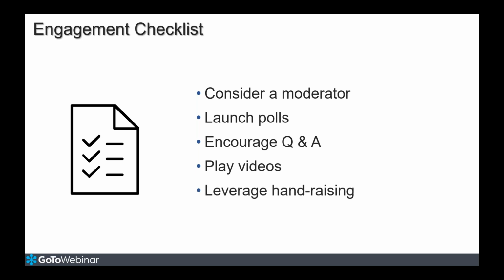Finally, you can also use the hand-raising feature. You can use this feature to identify attendees who want to ask a verbal question and be unmuted, or to do a casual poll with your audience. All of these features will keep the audience engaged with your event.